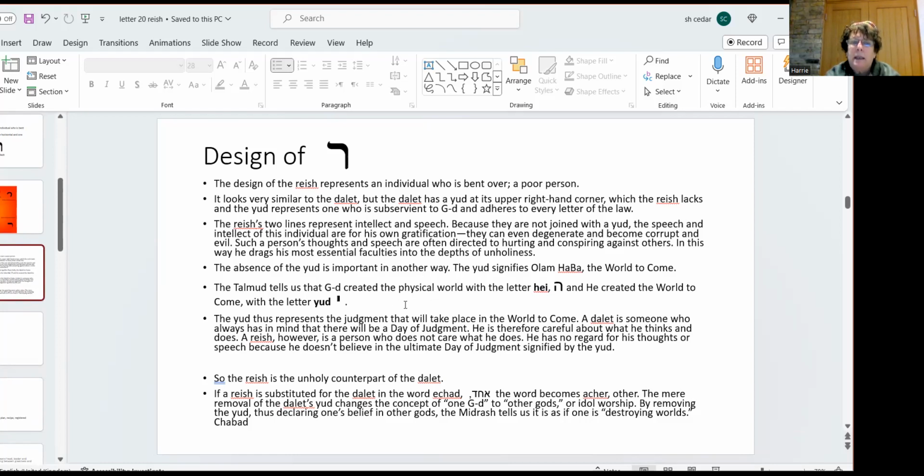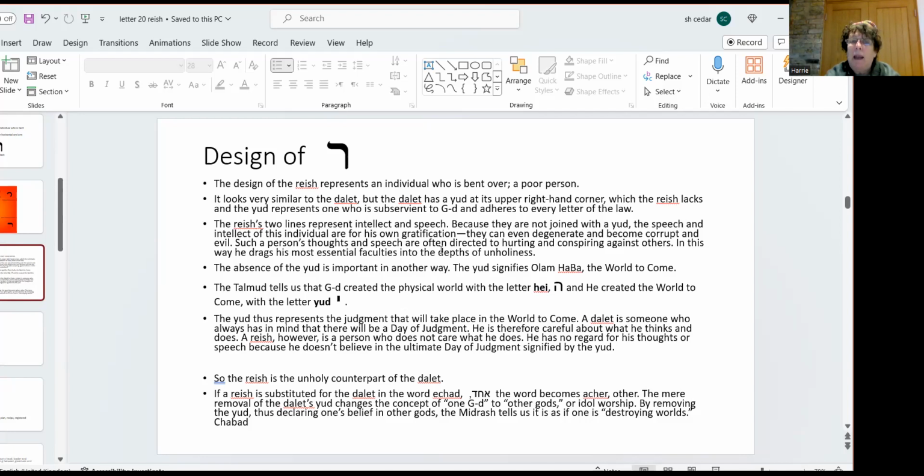The Talmud says that the physical world is created with a hey, because we say that the world is spoken into being. All letters start with the sound, not necessarily what it looks like, but the sound of the hey, because you have to breathe out to make sound, to get the air over your vocal cords. And so all the physical world is started with a hey, but the world to come is created with a yud.